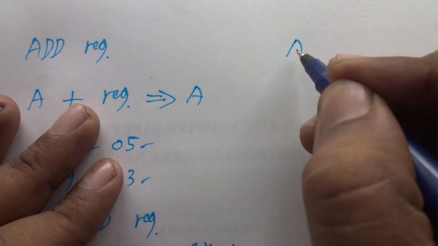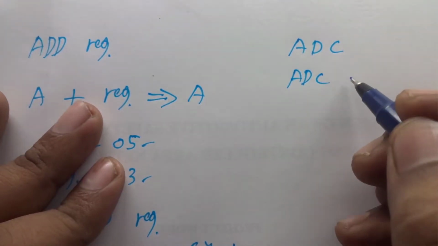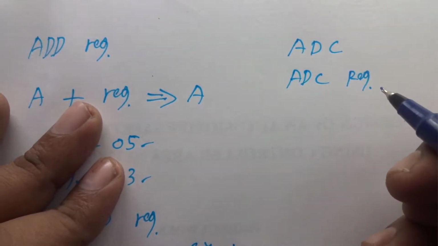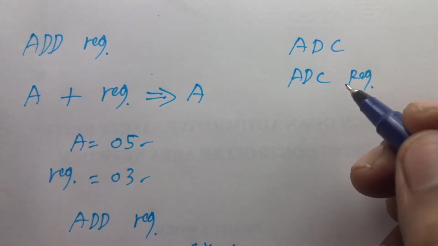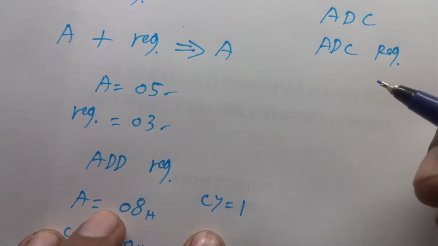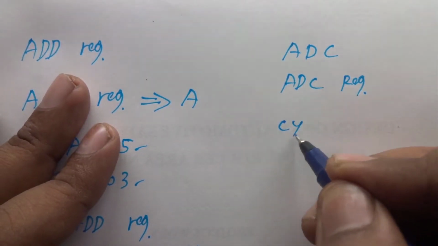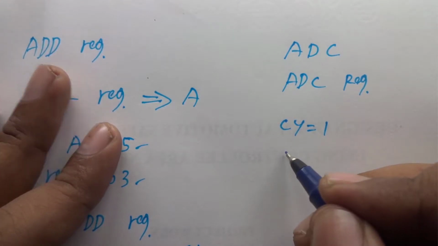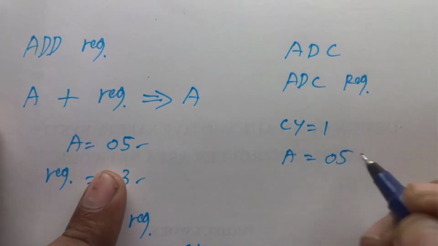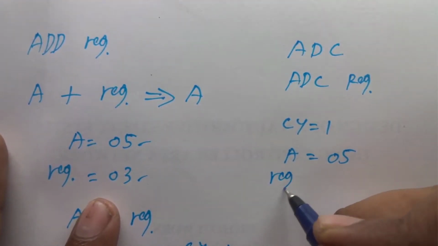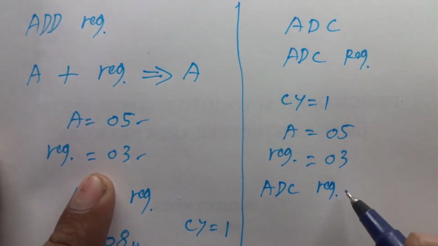The second instruction in arithmetic operations is add with carry, that means ADC, and you give any register name here. In this instruction, it takes the carry flag into account. For example, by the previous process or any other process, your carry bit is set to 1. Now you're going to add two digits. You move the first value to the accumulator as 05 and the second value in any register as 03. Now you perform the ADC register instruction.